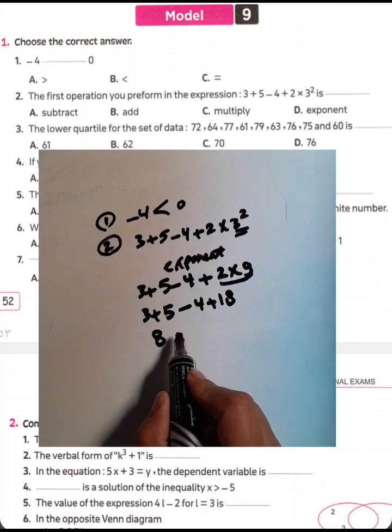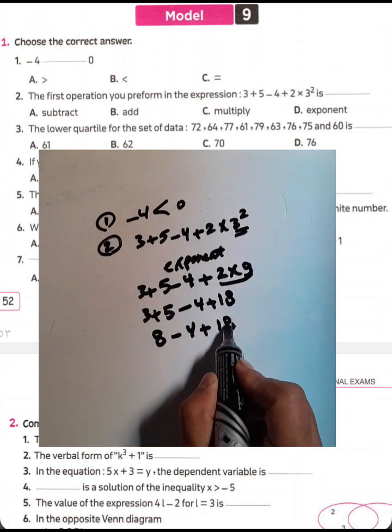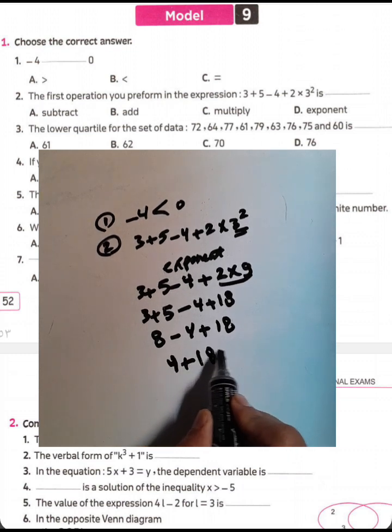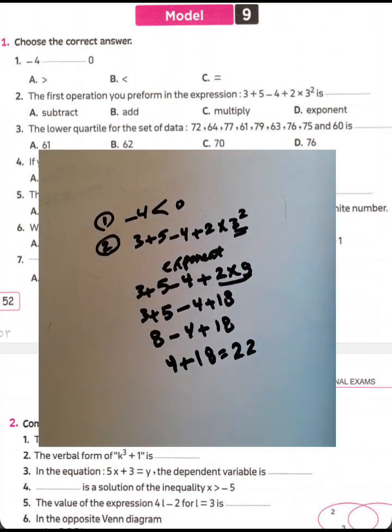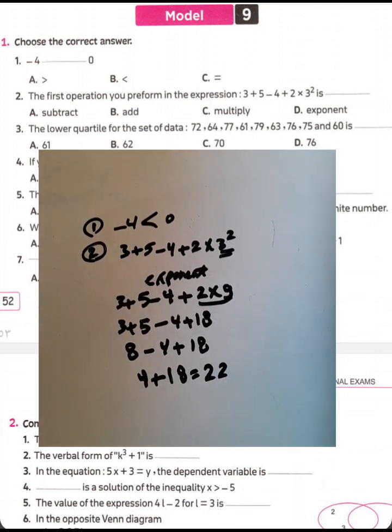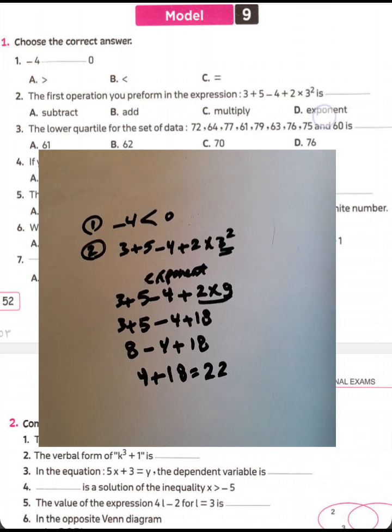3 plus 5 equals 8. 8 minus 4 plus 18. Subtract here: 8 minus 4 equals 4. 4 plus 18 equals 22. If you want to find the result, it will be 22. But in this example, he asked about the first operation. You must choose letter P here, exponent.